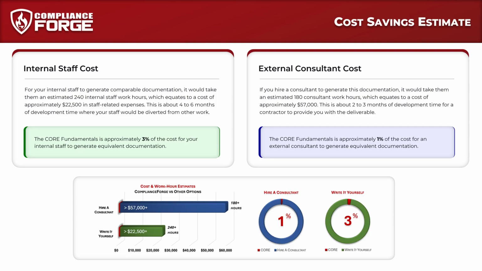If you hire a consultant, it would take an estimated 180 consultant work hours, which equates to a cost of approximately $57,000. That is about 2 to 3 months of development time. The Core Fundamentals is approximately 3% of the cost for your internal staff and approximately 1% of the cost for an external consultant to generate equivalent documentation. The Core Fundamentals itself is $600.